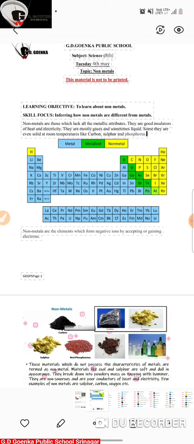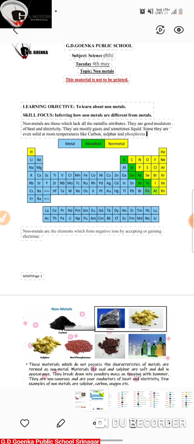So, these non-metals, we can say, are those elements which do not exhibit metallic characters, unlike metals. In the periodic table, the right hand side comprises all of the non-metals.